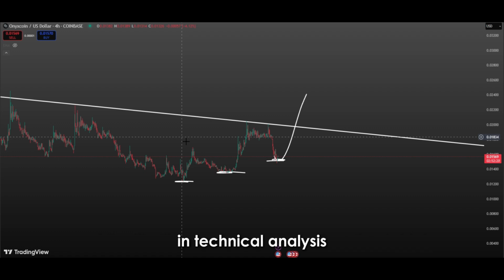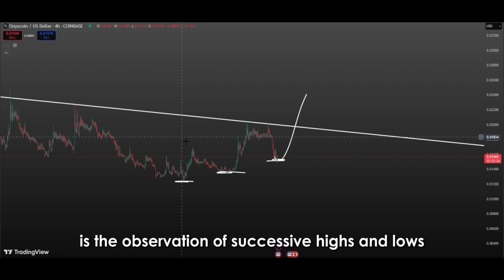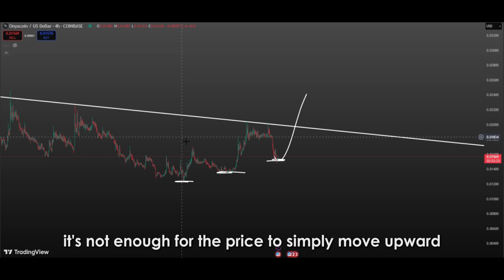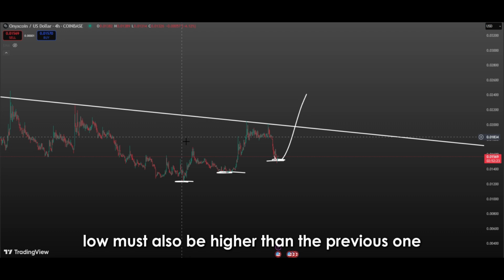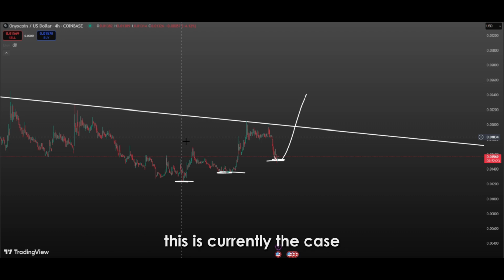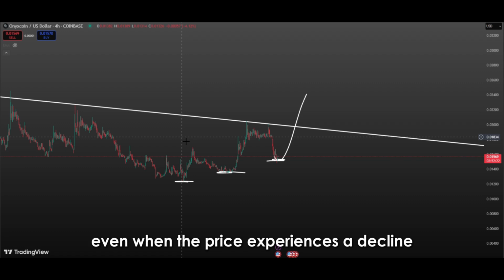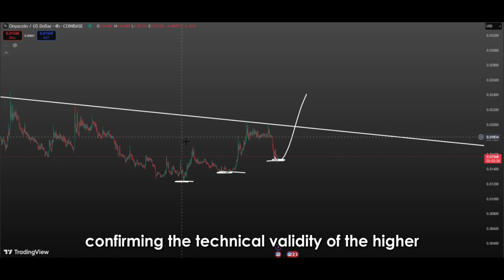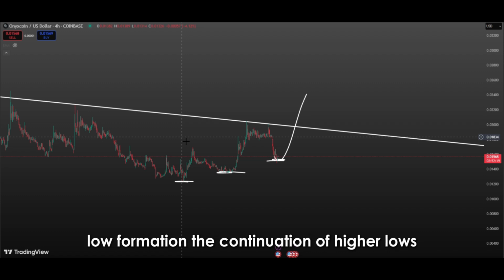In technical analysis, one of the most fundamental methods used to determine trend direction is the observation of successive highs and lows. For an uptrend to be confirmed, it's not enough for the price to simply move upward. Each subsequent low must also be higher than the previous one. This is currently the case. Even when the price experiences a decline, it does not dip below the previous low and instead finds new buying support, confirming the technical validity of the higher low formation.